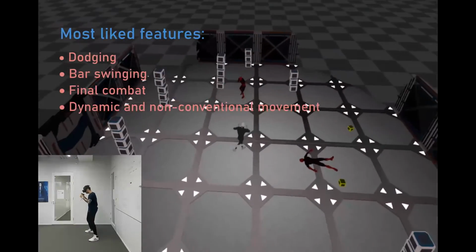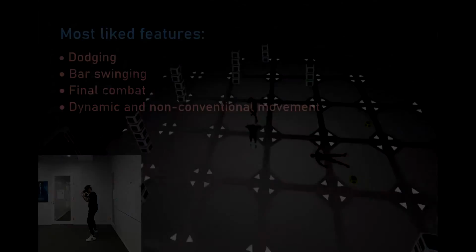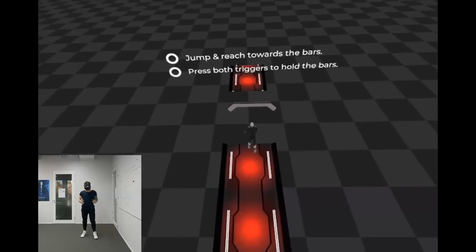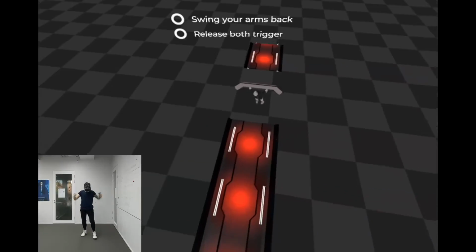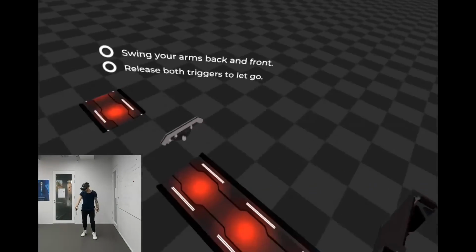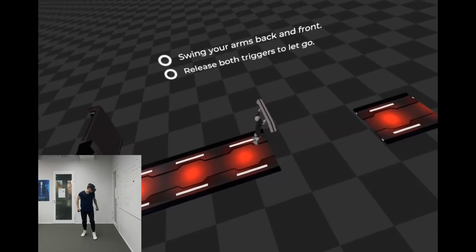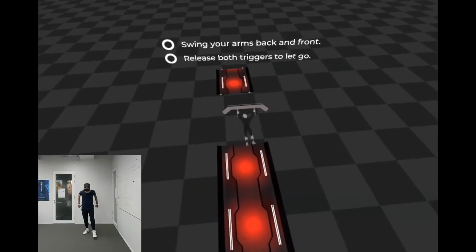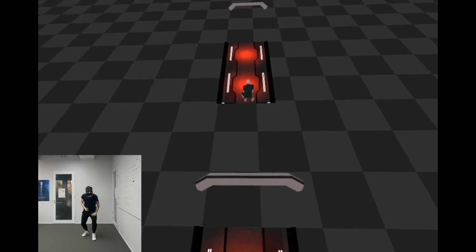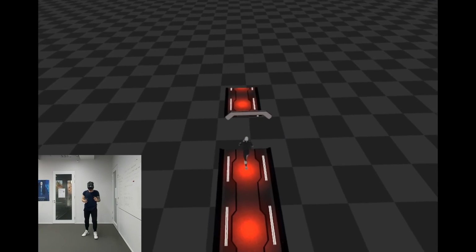In general, users enjoyed dynamic and non-conventional movement like swinging arms in the bar swing challenge. Participants generally stated that they would like to experience more variety of dynamic movement, like crouching, flying and swimming. 3PP-R is ideal for this kind of motion variety. Also, none of our participants reported any experience of nausea during the study.